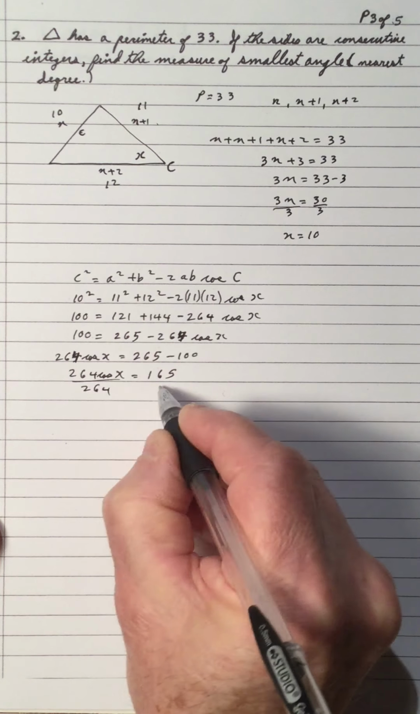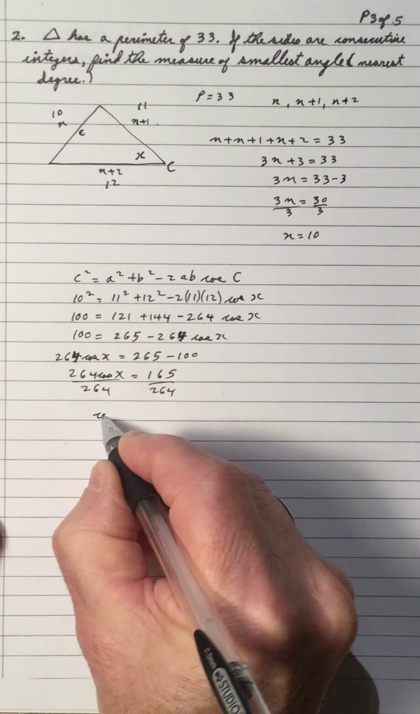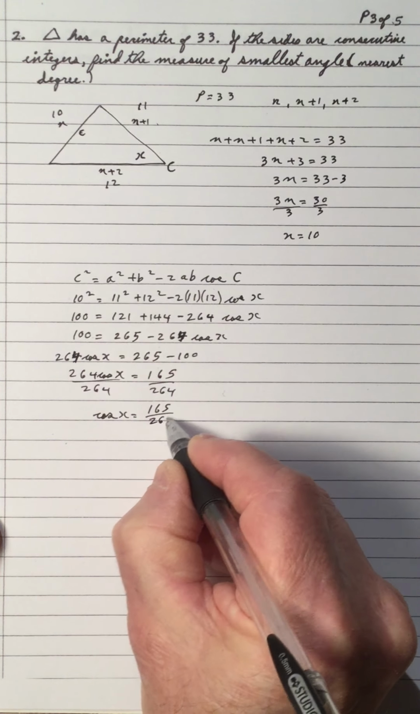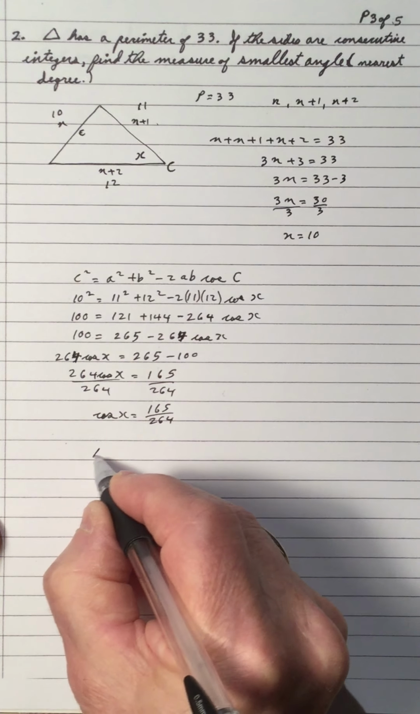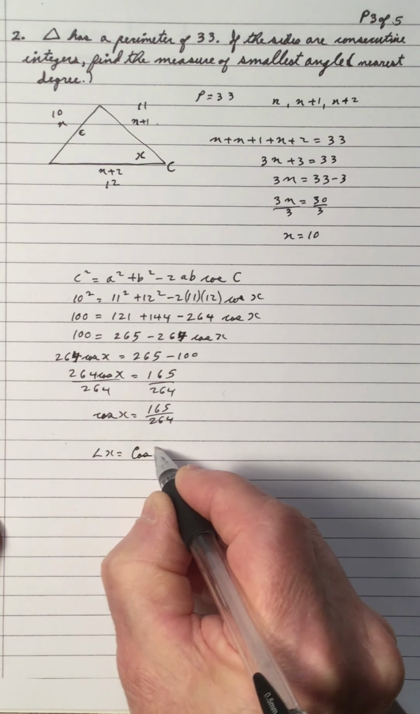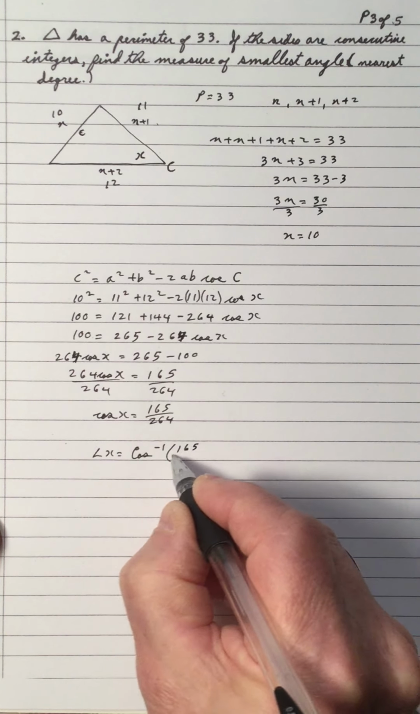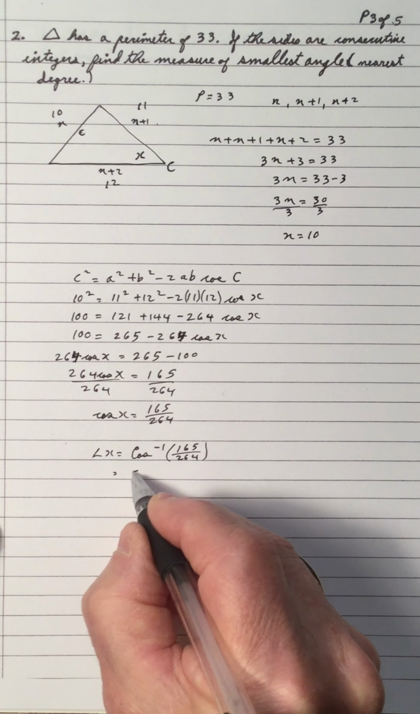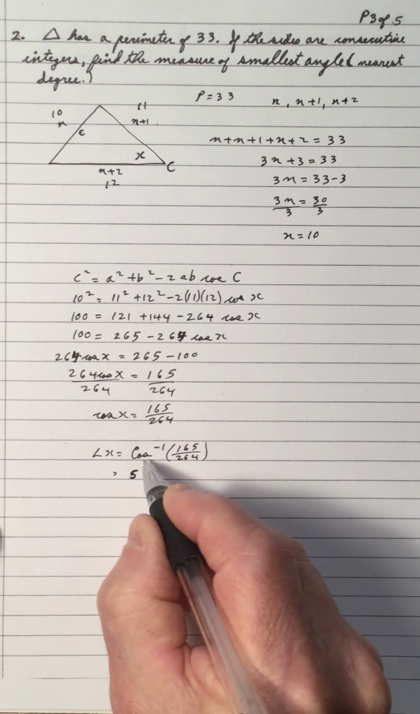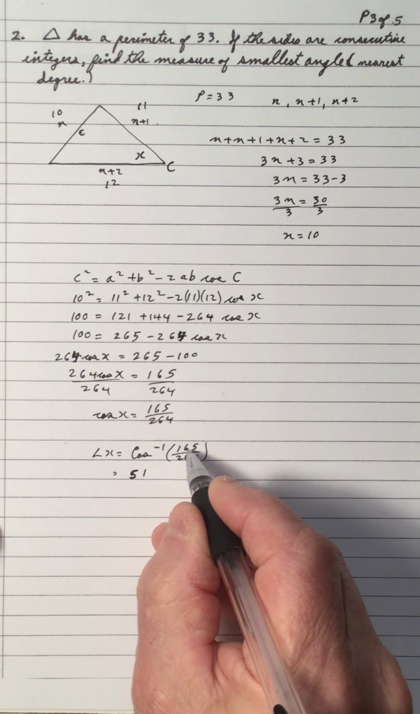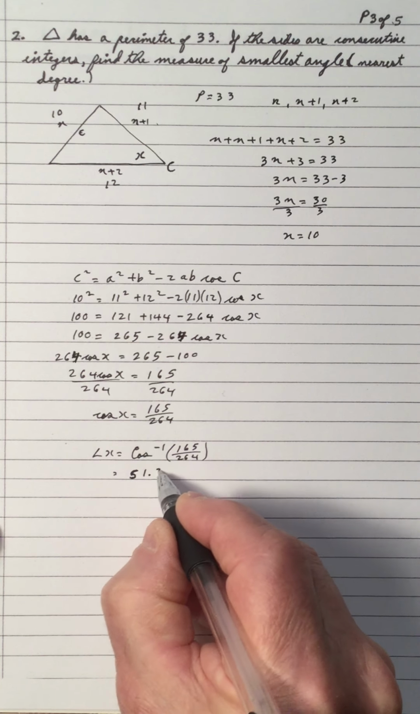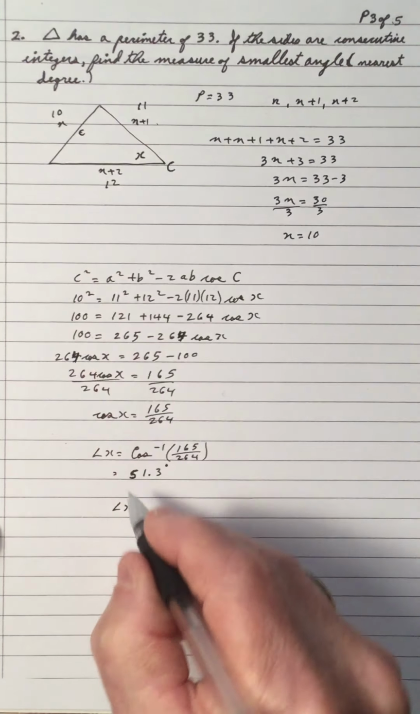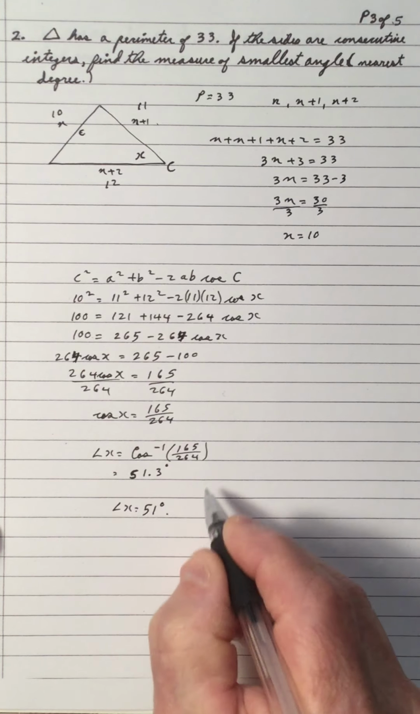Divide by 264. So cos x equals 165 over 264. So that means that angle x is cos to the negative 1. And we've done plenty like this. And that comes out to be 51. When you use your calculator again, use your inverse button on cos, punch this fraction in, and you get 51.3 degrees. So angle x, to the nearest degree, is 51 degrees.